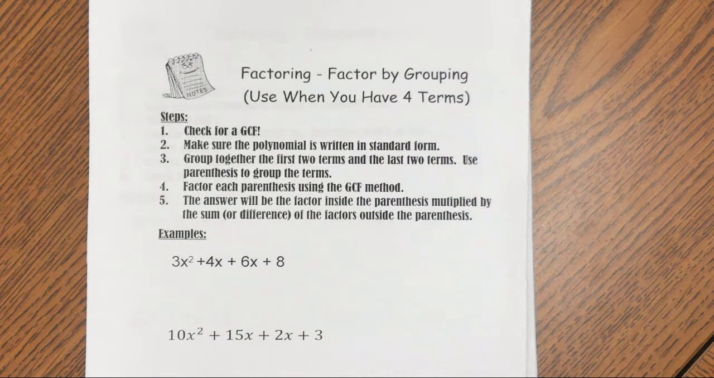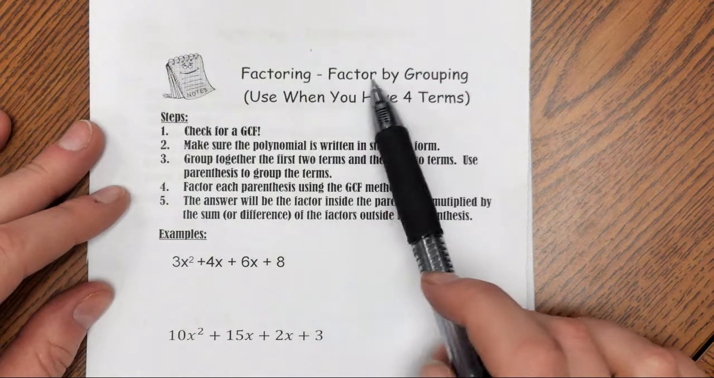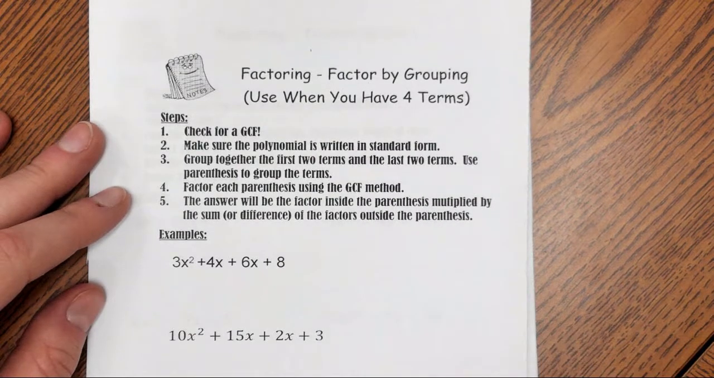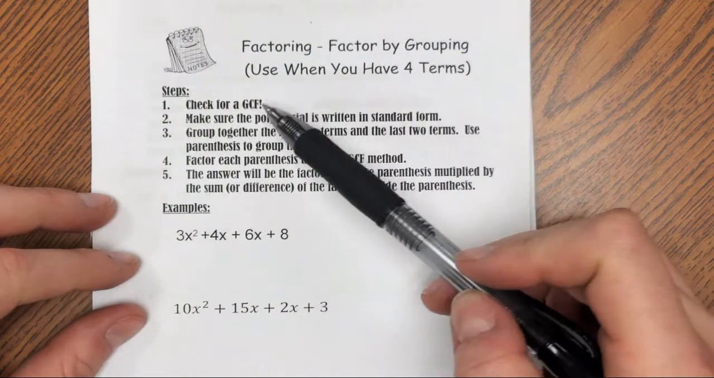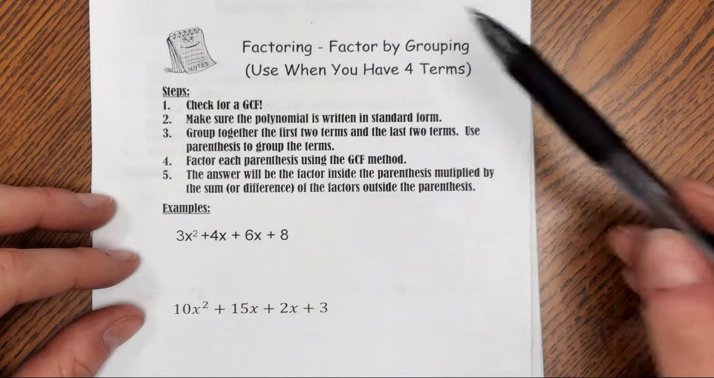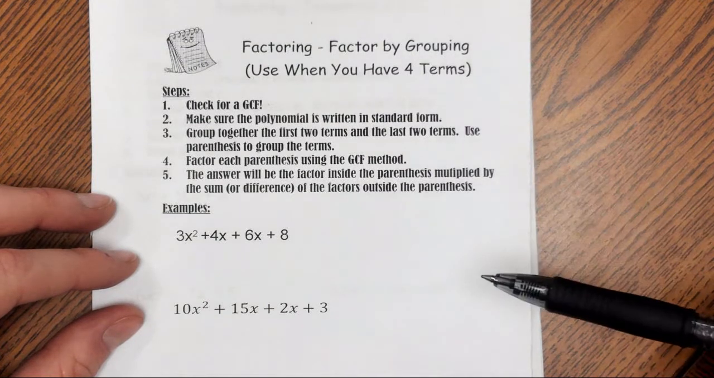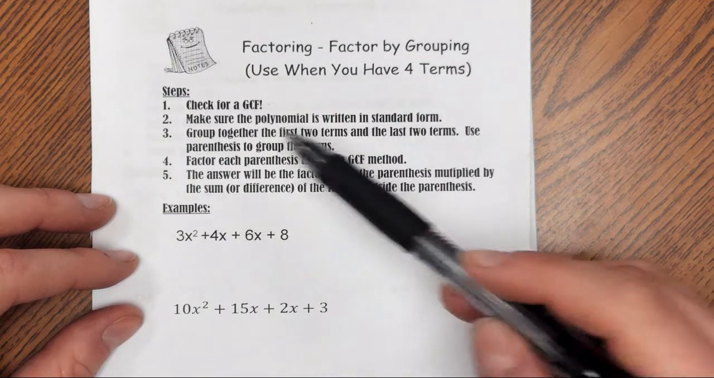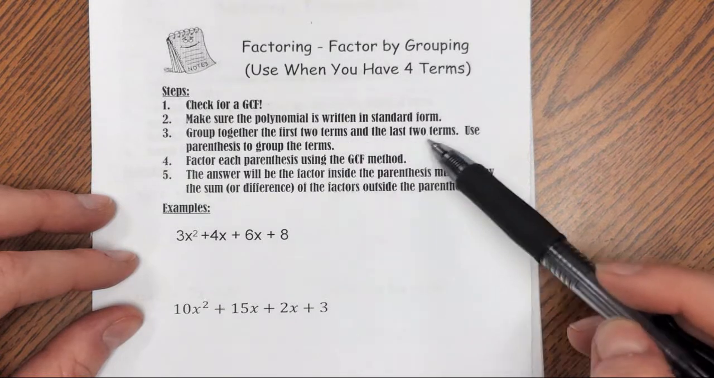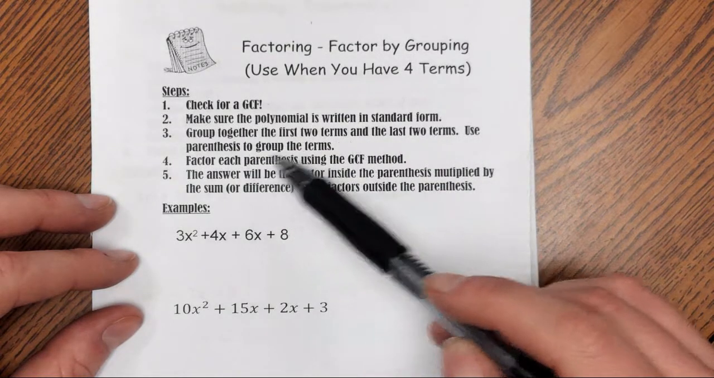In today's video, we're going to talk about factoring by grouping, and this is useful when you have 4 terms. So the first thing you're going to do is check for a GCF. Second thing you're going to do is make sure the polynomial is written in standard form. And then you're going to group together the first 2 terms and the last 2 terms. We're going to use parentheses to group the terms.